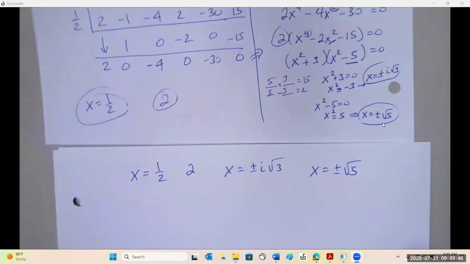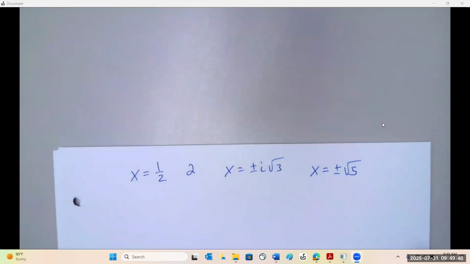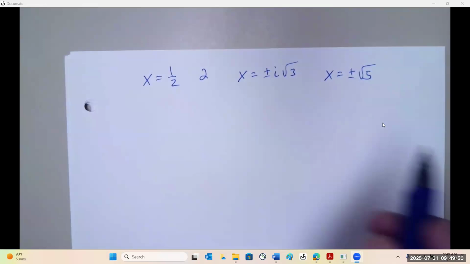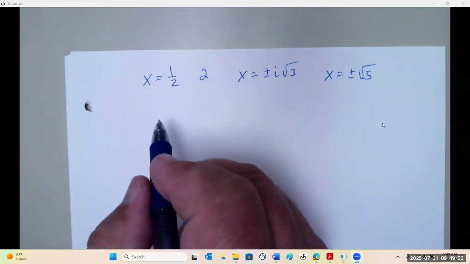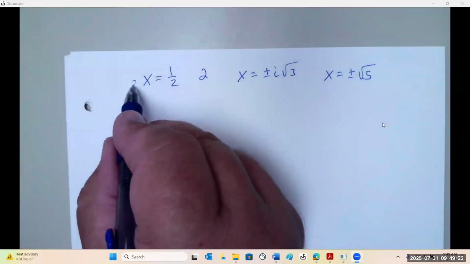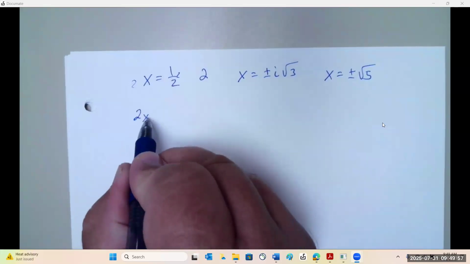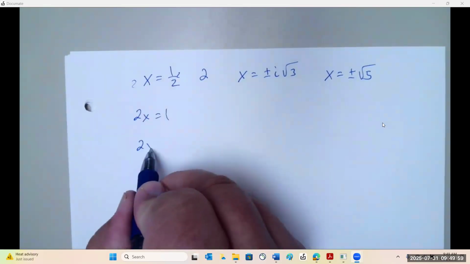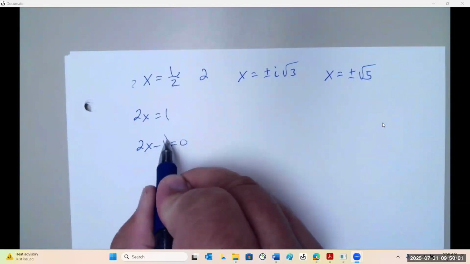So those are my possible answers. I've got to factor them out. So this is a fraction. Multiply both sides by 2. I get 2x equals 1. So 2x minus 1 equals 0. This is my first parenthesis.